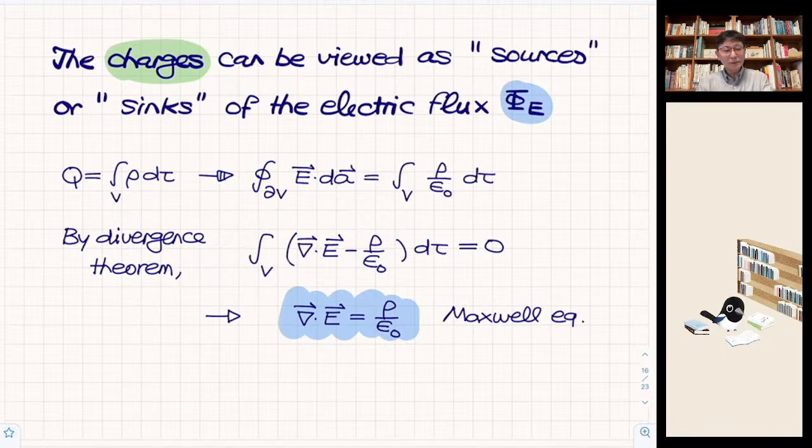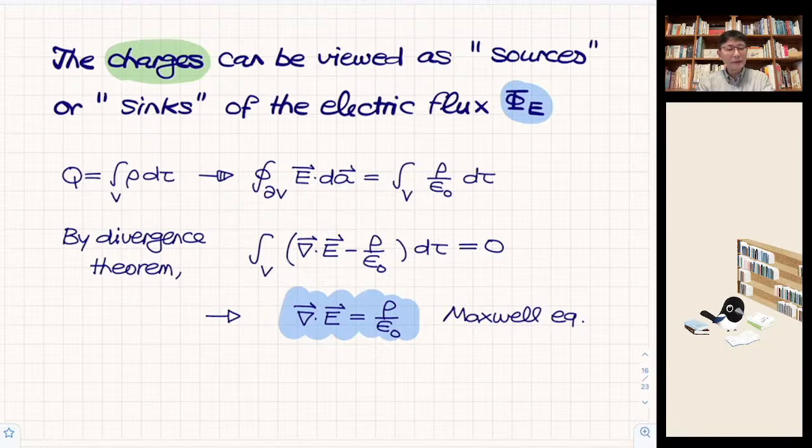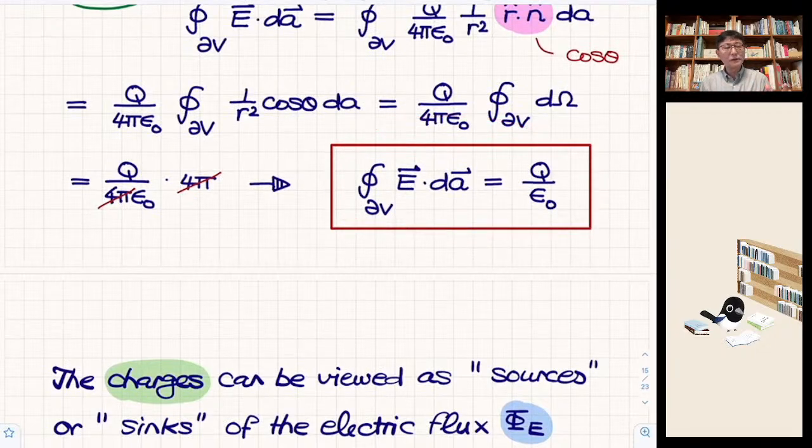So that's pretty cute. So basically, when someone says the charges can be viewed as sources or sinks of the electric flux phi E, it is really based on a very solid mathematical differential equation, that divergence E equals rho divided by epsilon zero. So by now, with the Gauss theorem, you can find the differential form of the Maxwell equation. You can also find the integral form of the Maxwell equation. They are equivalent. So learn both forms well and then try to connect them. Then you will know the electric fields much better.